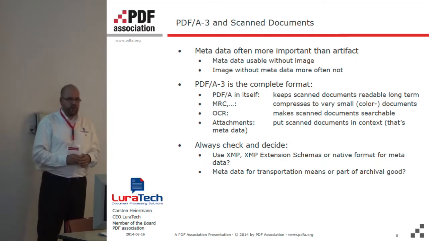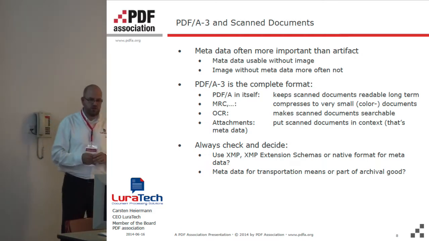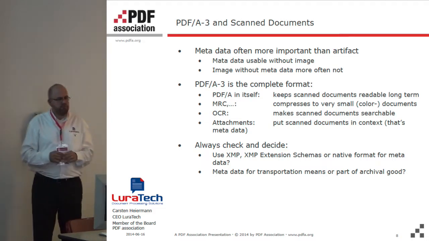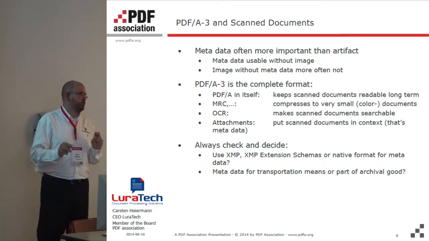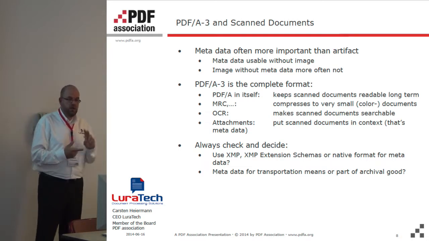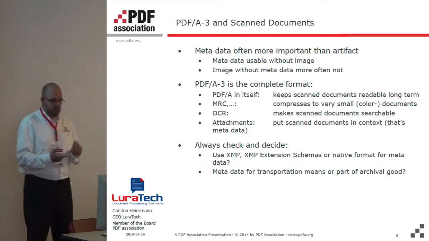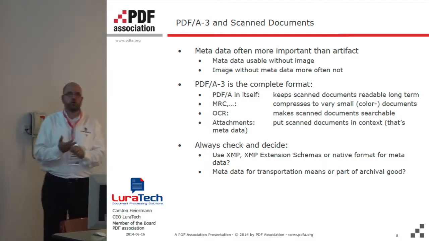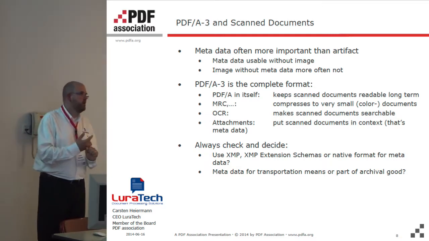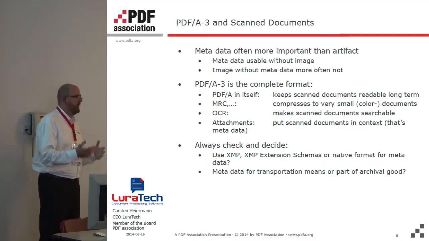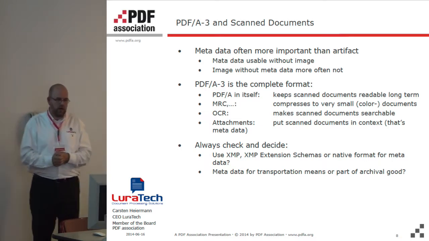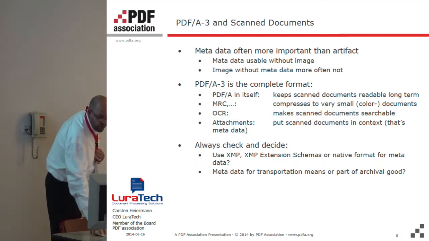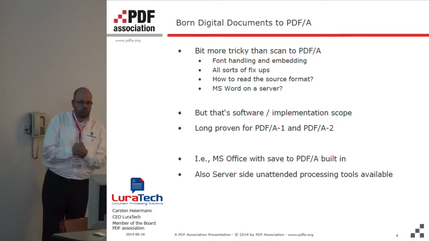So first thing would be easy to transport, and for scanned documents, I think PDF/A-3 can be the end-all be-all kind of solution, because the PDF/A itself keeps it readable. The MRC compression or others make it small. The OCR makes it searchable, and the attachment can help import, handle, or whatever, at least temporarily, your need for exchanging documents, transporting it, and importing it.